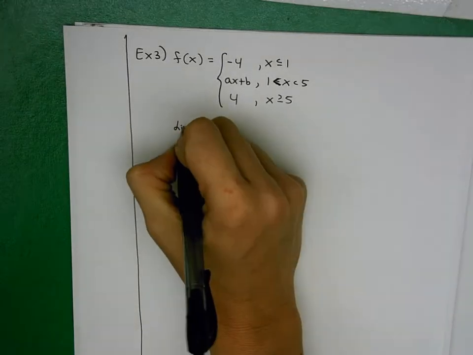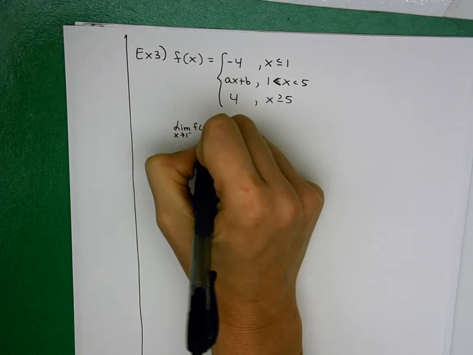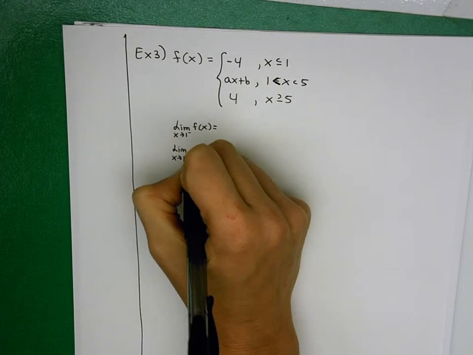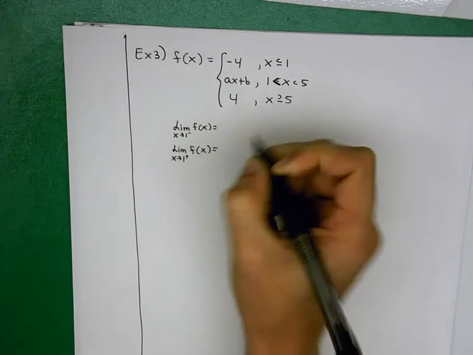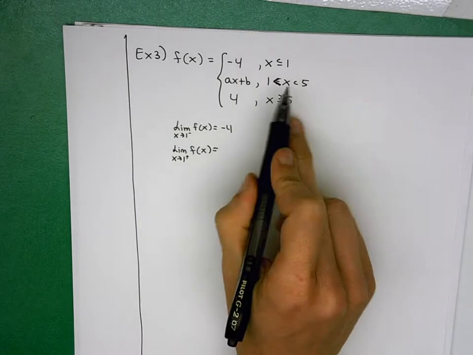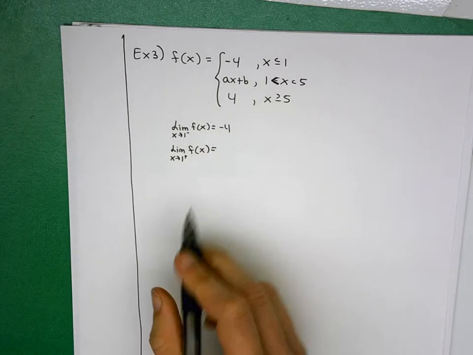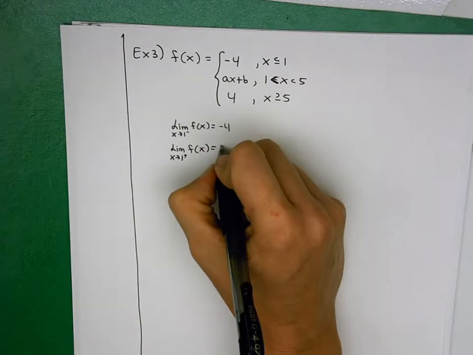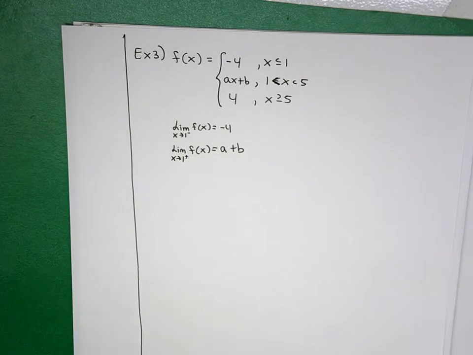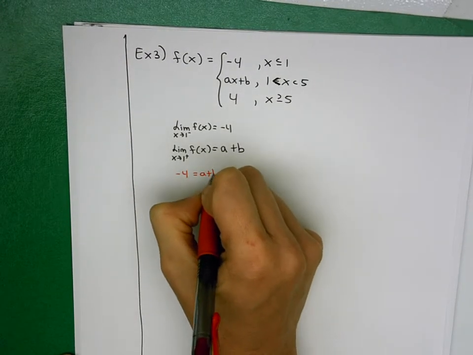Okay, first we are going to have the limit as x approaches 1 from the left and from the right. That'll be our first pair here. 1 from the left is this top function, which is -4. 1 from the right is this middle function, which is a times my x, which in this case is 1, so a plus b. And those two limits have to be equal.